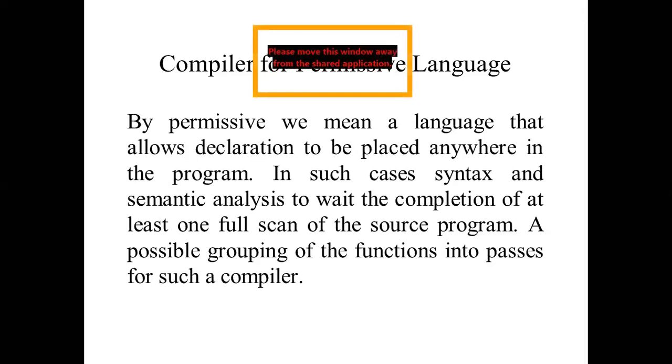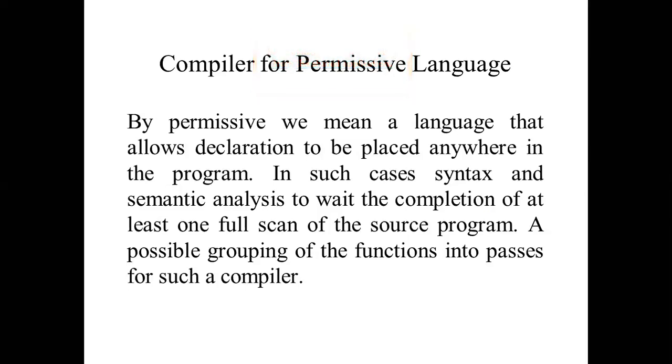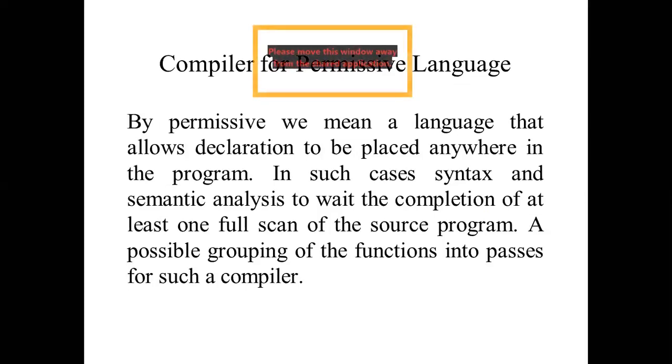What is the source program? Whatever you are writing on your screen, using the high level language. It is the program that was written by the programmer on the screen, and that is called the source program. In this case the compiler will do a full scan of your source program, because the compiler will manage each and every function in a number of passes. Such a compiler is called the compiler for the permissive language.